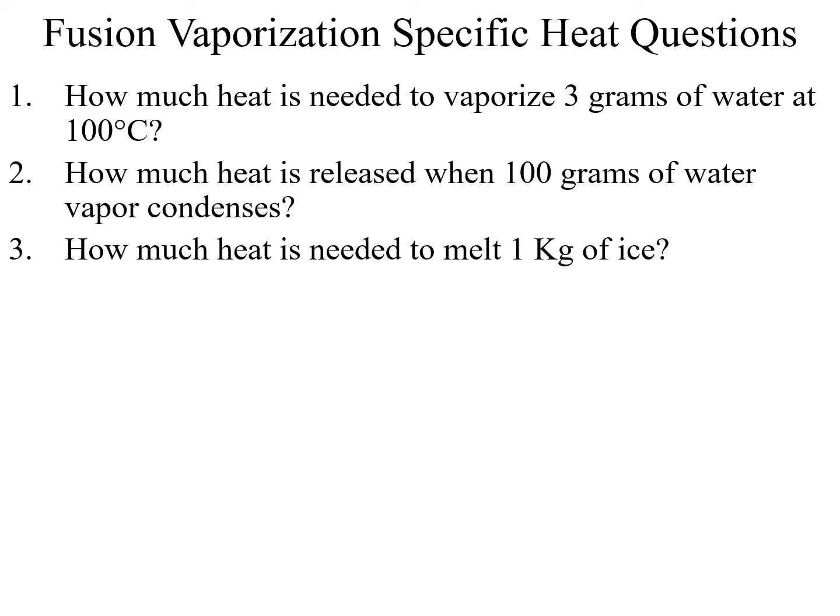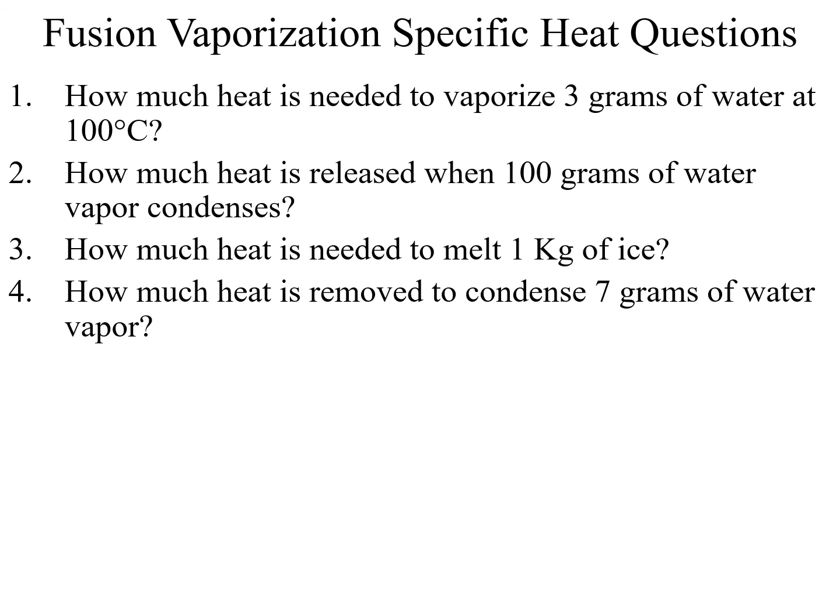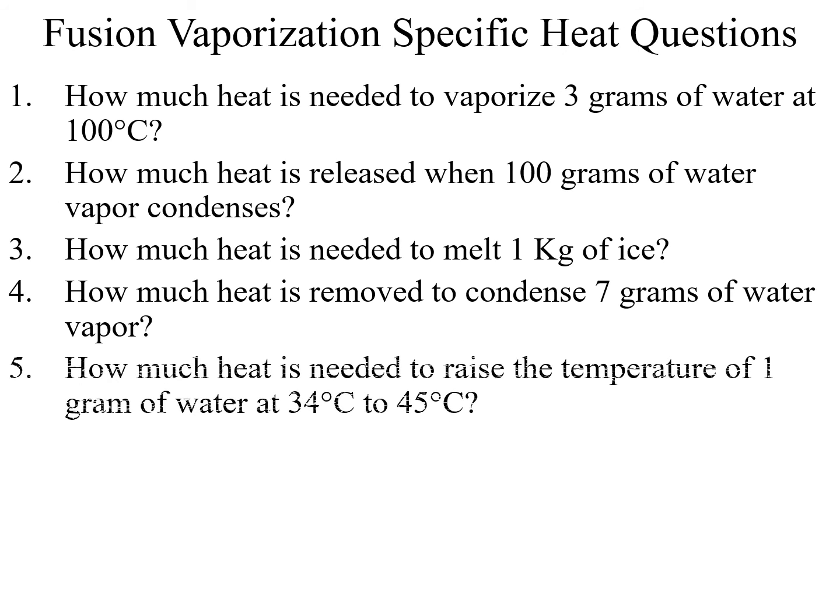How much heat is needed to melt 1 kilogram of ice? Well, that would be the heat of fusion. That's going to be 334 joules per gram. So how many grams is a kilogram? 1,000. So 1,000 times 334 joules. How much heat is removed to condense 3 grams of water vapor? Talking heat of vaporization again. So here you have 3 grams of water times 2,260 joules for every gram.